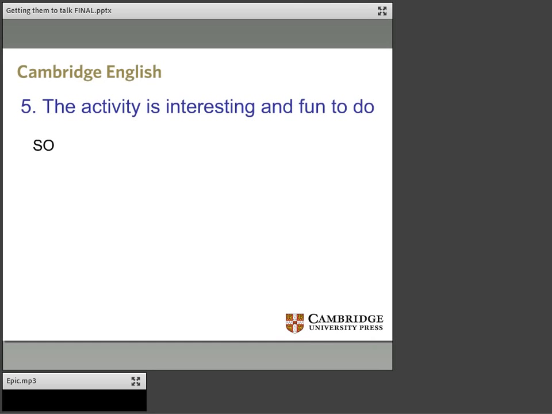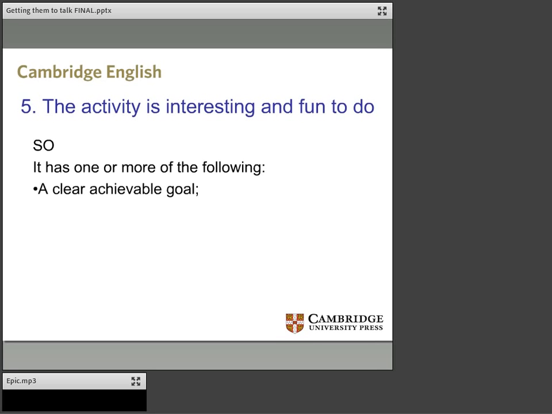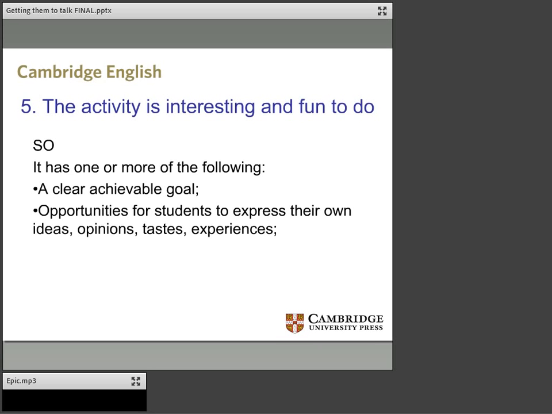Finally, my fifth point was that we have to have an activity which is interesting and fun to do. Okay, I could spend an hour talking about, and I have done in the past, talking about how to make activities interesting. But a few quick tips here. One or more of the following. So a clear and achievable goal. They know where they're going. Opportunities for students to express their own ideas, opinions, tastes, experiences. In other words, personalization. I can say my own thing. I can talk about myself and what I feel or think.